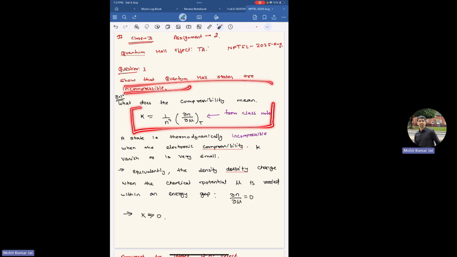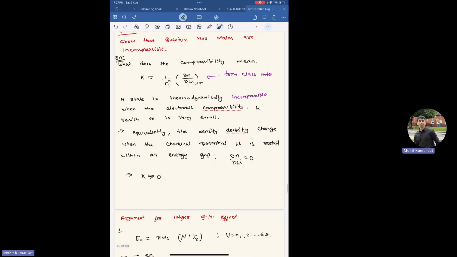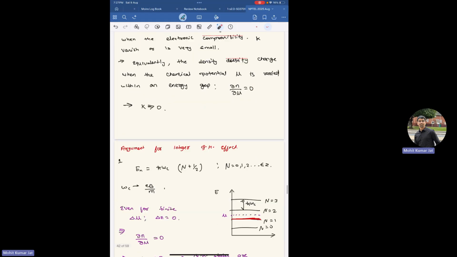We defined the compressibility. From the compressibility, we moved on to the density of states, del n by del mu, of the two-dimensional quantum Hall system, and we observed that del n by del mu is 0 for these systems, because even if you change the chemical potential, the allowed carriers, the states, are not there. So del n remains 0 even if del mu is finite. In that case, your kappa goes to 0, and that's why these states are called incompressible.